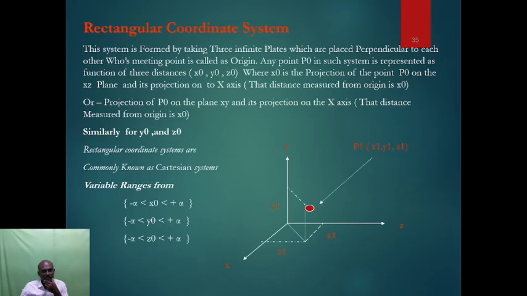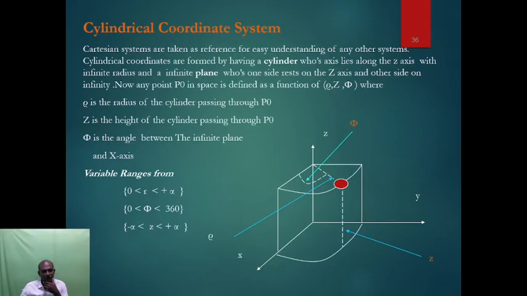Rectangular system: how to represent a point. The three axes have limits from 0 to infinity, and any point can be represented using the rectangular coordinate system. For any point P, its coordinates are x1, y1 and z1.